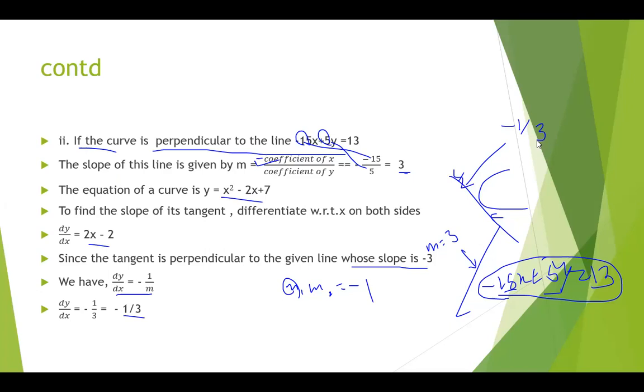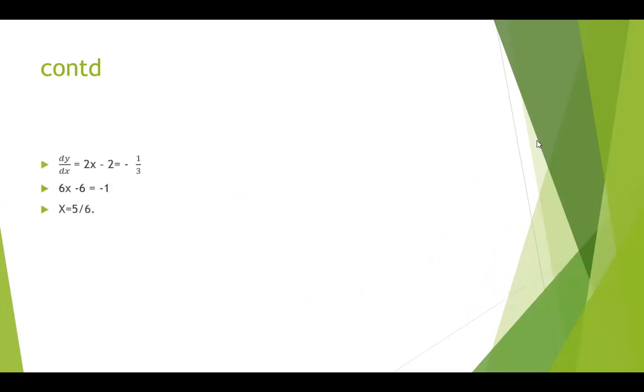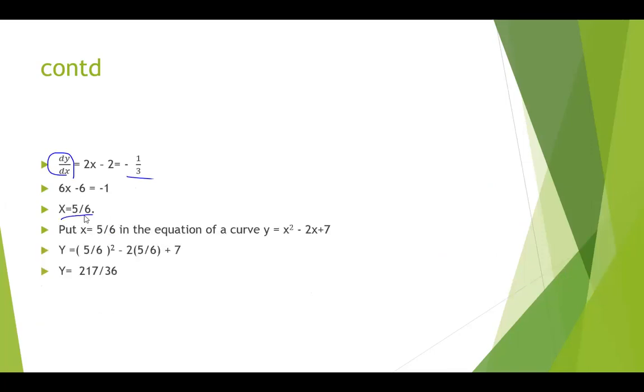Then, we have to find out the point at which the tangent is drawn. When you put dy by dx is 2x minus 2, when you put dy by dx is minus 1 by 3, we'll get x is equal to 5 by 6. X coordinate is known, means I will substitute this x coordinate in the equation of the curve so that I can get the corresponding y coordinate of that point.